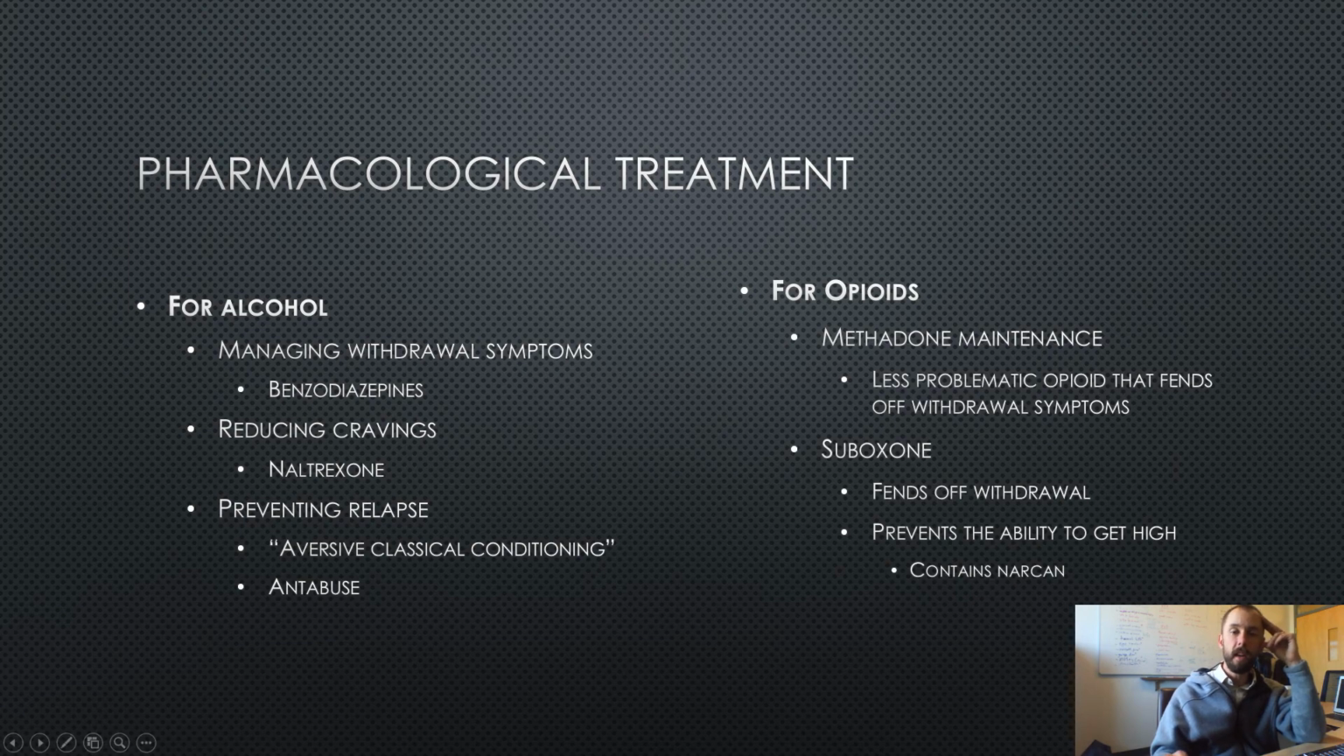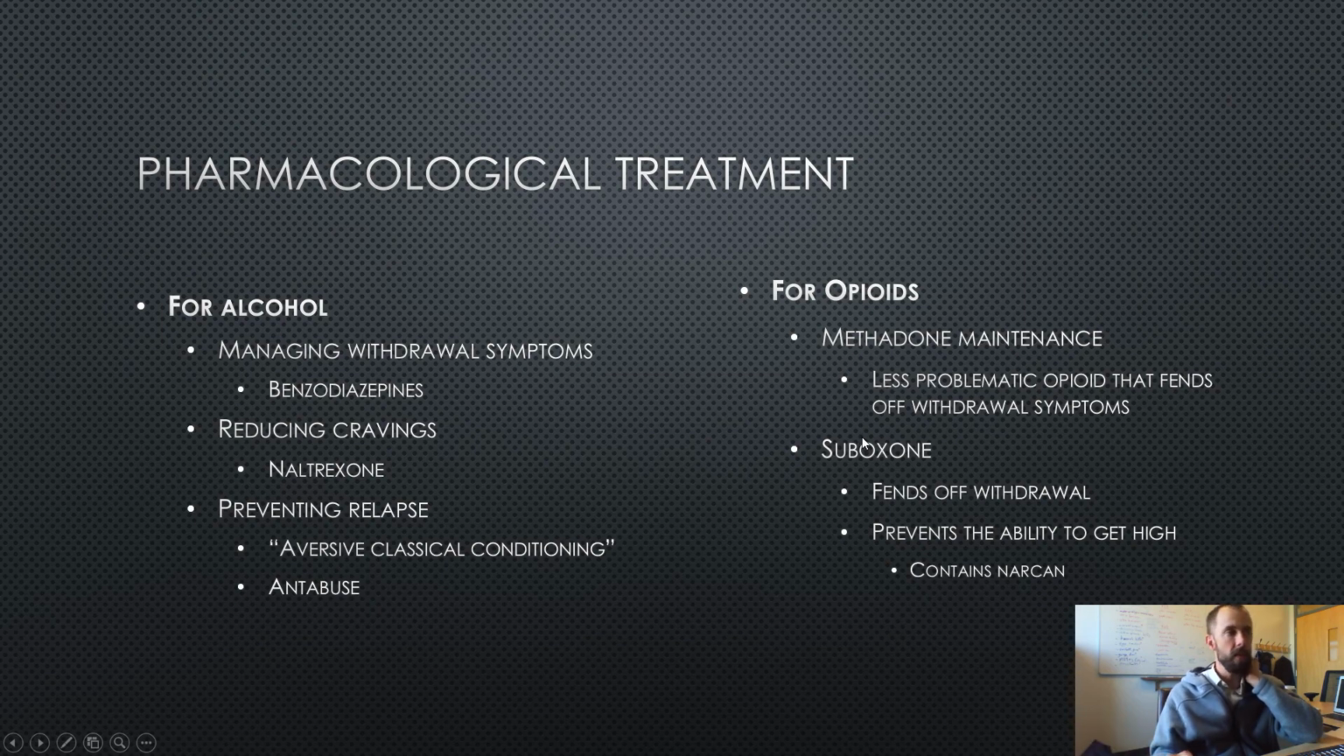For opioids, there's methadone maintenance. You go to the methadone clinic and basically take methadone instead of heroin. Methadone is slightly better than heroin in terms of being bad for you and stuff. So that's a way to get off of heroin, is to just get on methadone. It's not ideal because you have to go to the methadone clinic and get your methadone and stuff.